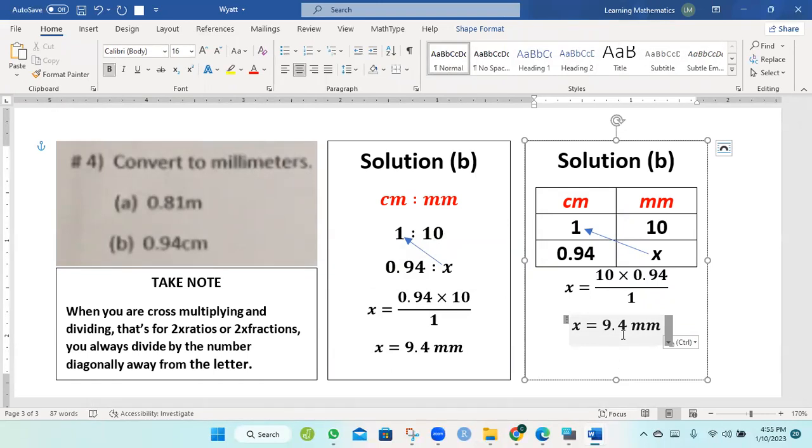Bear in mind, remember we said that 1 centimeter is 10 millimeters. Now 0.94 is a little bit less than 1. So the millimeters haven't reached 10 yet, you see? That's why it's 9.4 millimeters: because the 0.94 hasn't reached 1, so the 9.4 hasn't reached 10, almost there. 0.94 centimeters is actually 9.4 millimeters.